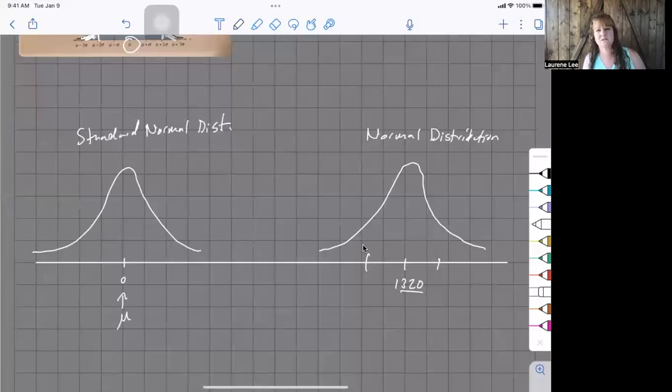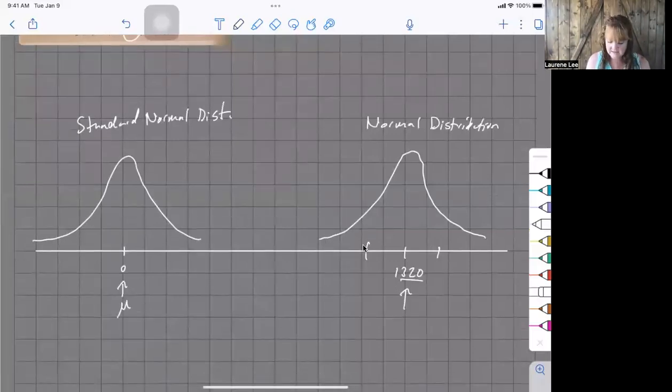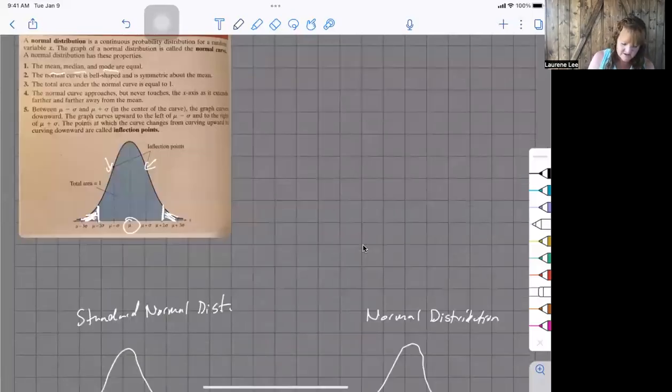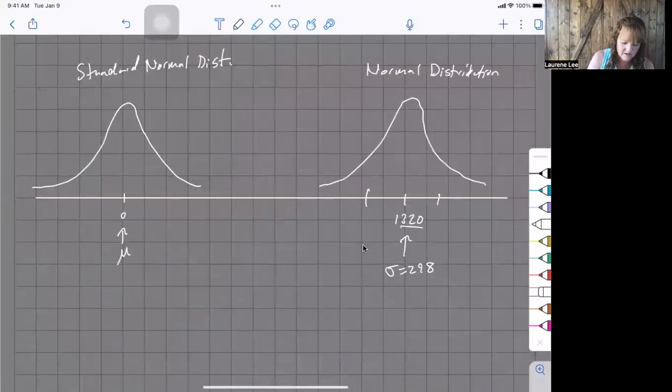So they work the same way. Your calculator works the same way. You really are going to do the problems all the same way. It's just that now, instead of our mean being 1320, it's now going to be 0. And instead of our standard deviation being 298, our standard deviation on the standard normal curve is always 1. And so it just makes things a little bit easier. The numbers are always consistent and that sort of thing.